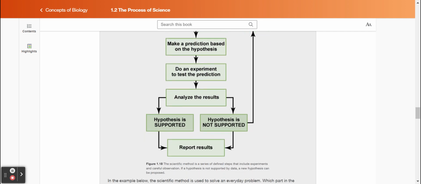Figure 118. The scientific method is a series of defined steps that include experiments and careful observation. If a hypothesis is not supported by data, a new hypothesis can be proposed.